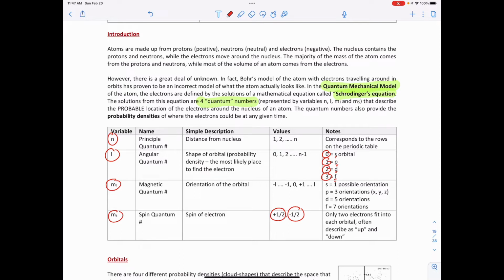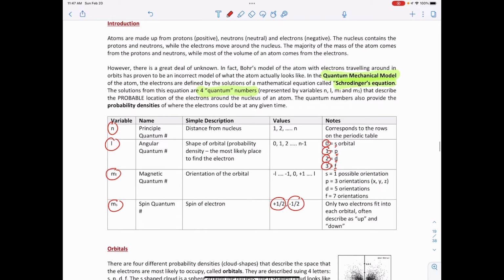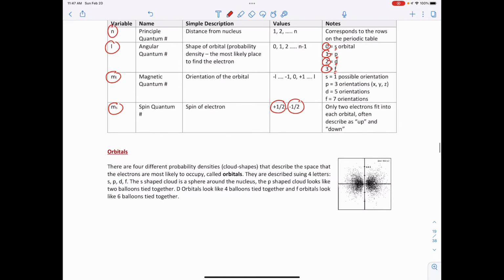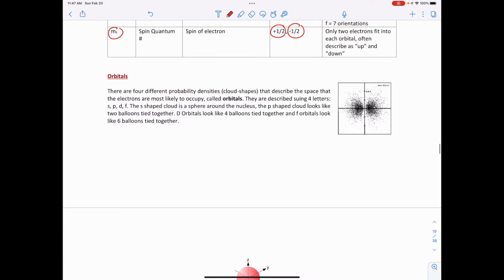Now, I keep talking about orbitals, or these shapes that electrons occupy. There are 4 different probability densities, cloud shapes, that describe the space that the electrons are most likely to occupy. And once again, we call these orbitals. They're described using 4 letters, S, P, D, F. The S-shaped cloud, or the S-shaped orbital, is like a sphere around the nucleus.